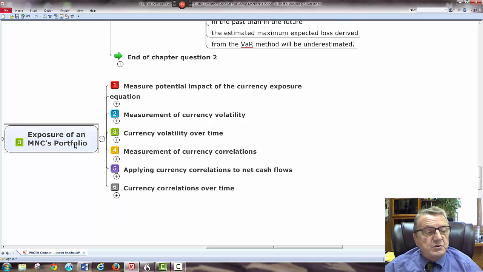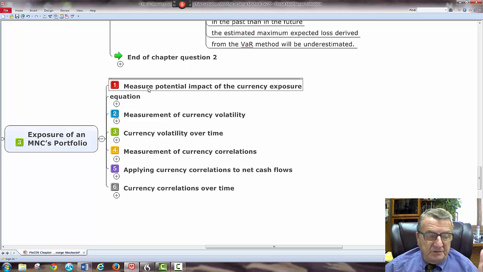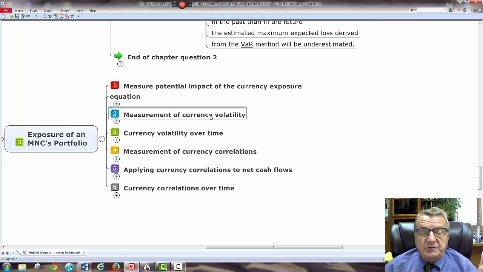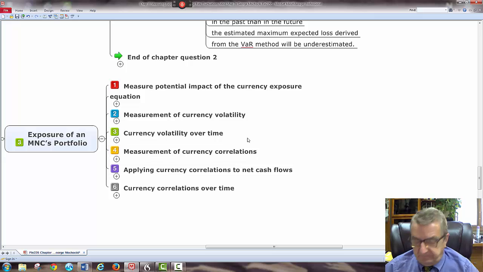All right, exposures of the MNC's, the multinational corporation's, portfolio. First thing, here's the exposure. Measure the impact of the currency exposure. Measure the currency volatility over time. Measure currency correlations. Measure correlation and net cash flows and correlations over time. Okay.